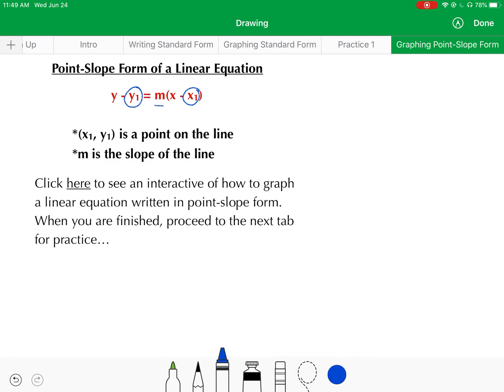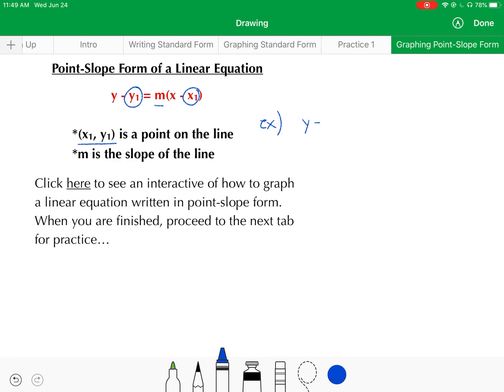Now, one thing to notice here is that in the equation, I have subtraction signs in front of both x sub 1 and y sub 1, but then notice when I list the point, I have those as positive values. So what that's telling me is that I need to change the sign of each of those values in order to list the point out, okay? So I'll give you an example of that.